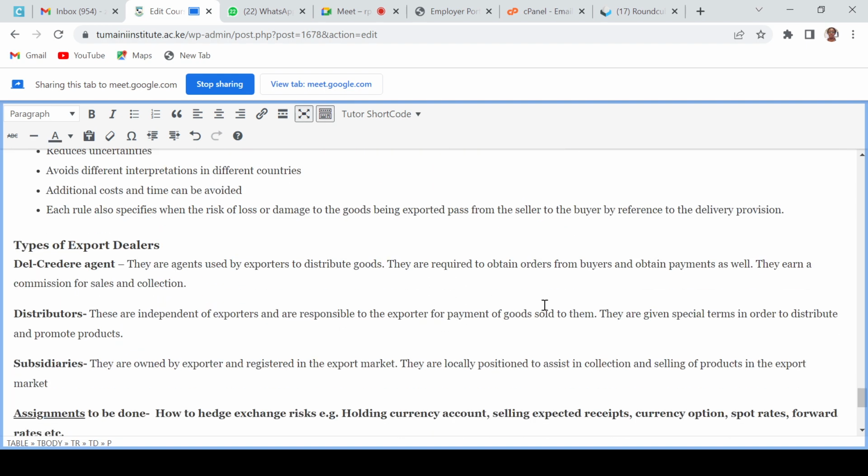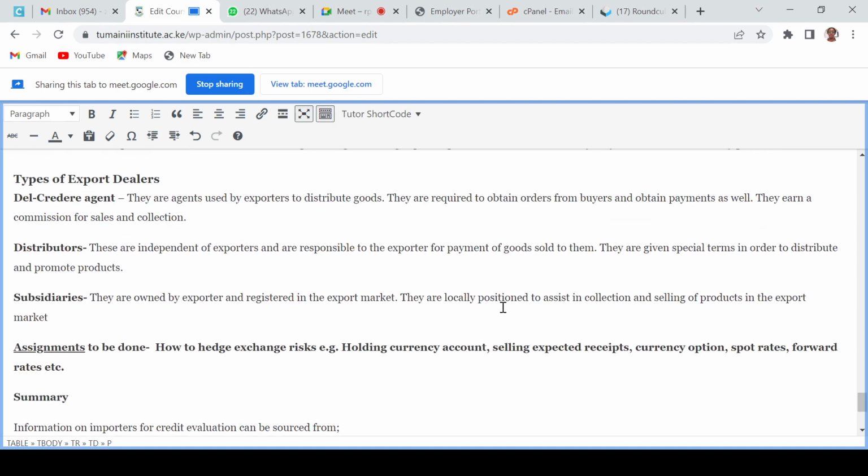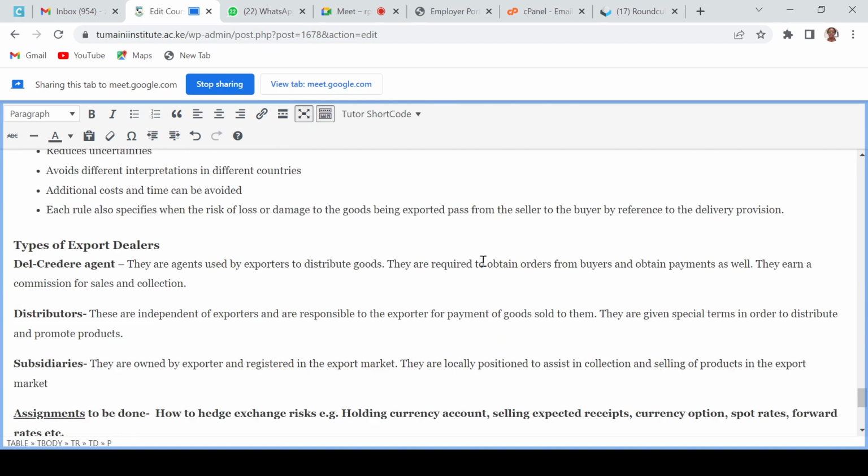Then as we conclude this topic, we come to a final part where we talk about types of export dealers. Who are these that you're going to find when you are dealing with export credit? Types of export dealers that we come across in exports. Sana tunakuanga na watatu. Tunakuanga na export, tunakuanga na Del Credere agent. A Del Credere agent.